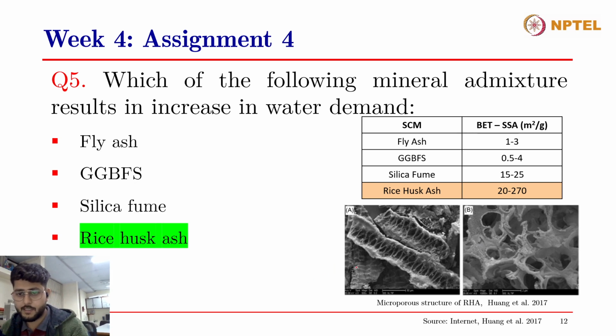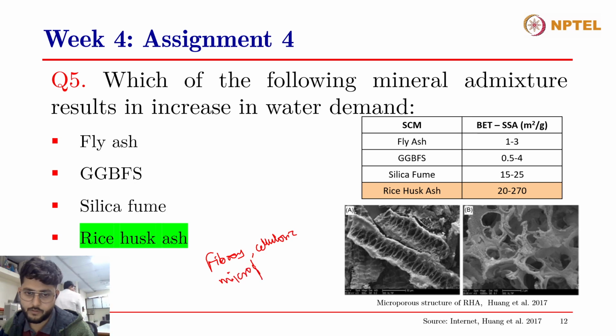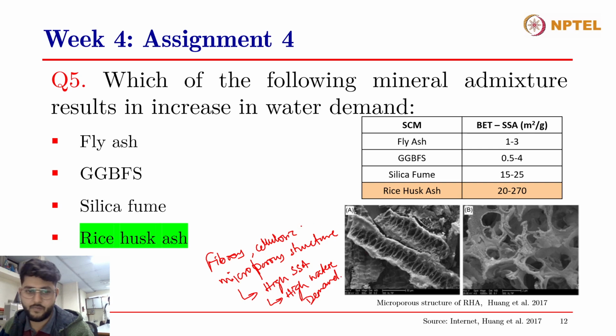So rice husk ash, due to its fibrous, cellulosic, microporous structure, has a high SSA and high water demand, right? So rice husk ash is the correct answer.